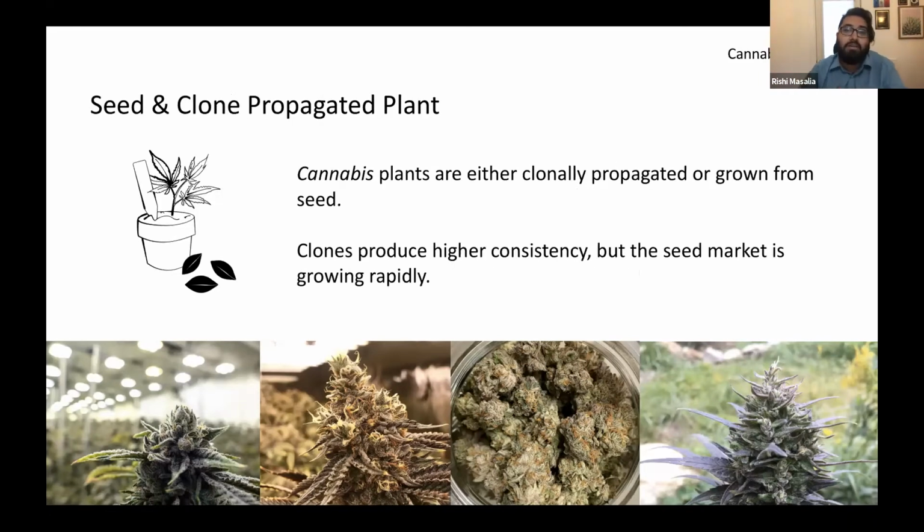And finally, cannabis can be either seed or clone propagated. What that really means is that clones produce higher consistency. You take a mother plant and take a cutting of that plant, plant it in a pot, and then you have an almost identical copy of the mother. So the genetics, or more specifically the identity of that plant, across clones is very similar, versus seeds, which are not going to be that similar.